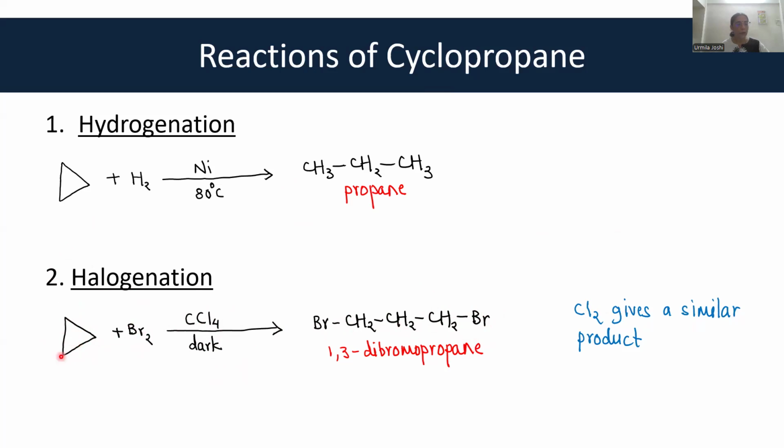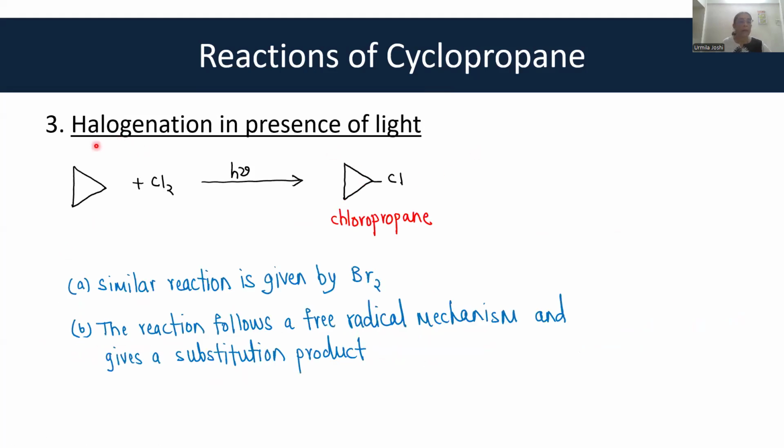Chlorine gives a similar product. So when you treat cyclopropane with chlorine, you get 1,3-dichloropropane. The reaction is different in presence of light. In presence of light, what happens? It is a radical reaction.